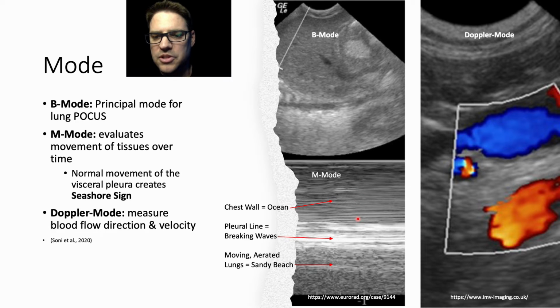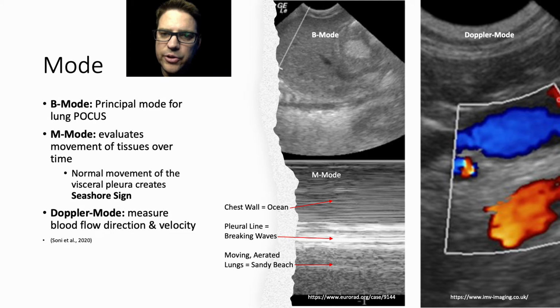The pleura looks like breaking waves on the beach, and this is the pleural line right in here. And the moving lung parenchyma produces a blurry, grainy, sandy beach appearance, which from this point to here is actually lung tissue. And so it looks like what they call the seashore sign. It looks like a seashore.